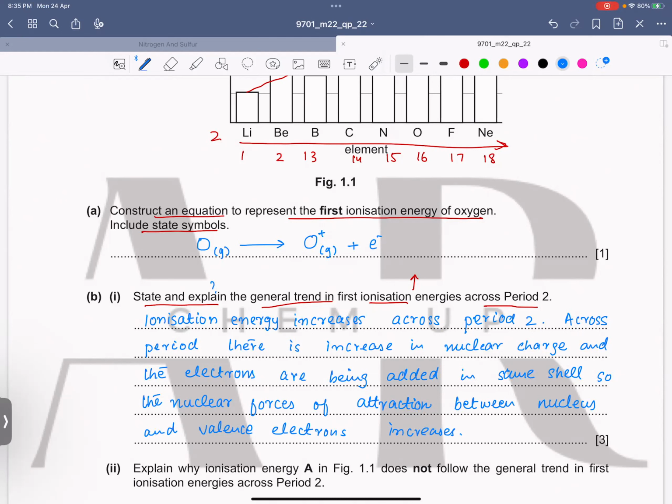Is it clear to everyone? Yes. Here I said that there is an increase in nuclear charge. Instead of this statement, you can write that there is an increase in charge density. You can write that as well.